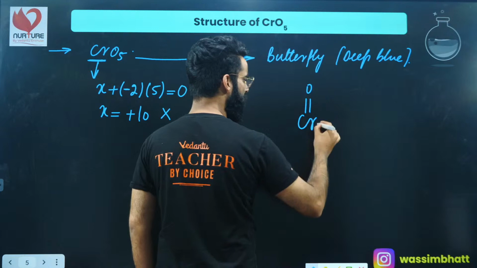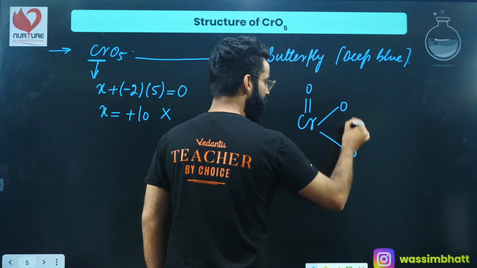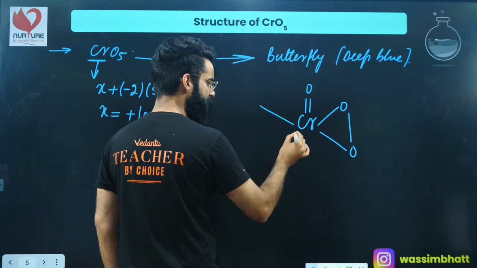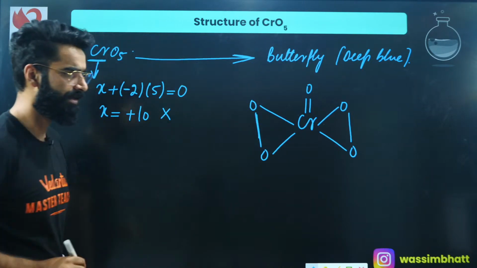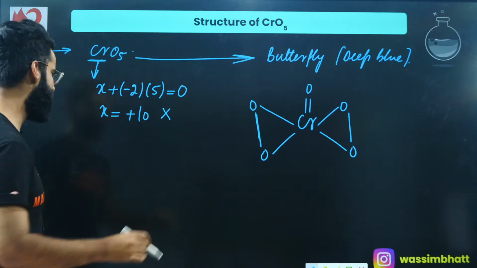Cr, this is a double bond to O. This is one oxygen attached, one more oxygen, and there's a peroxide linkage over here. Similarly, 2 oxygens attached over here, and there's a peroxide linkage right here as well. Now you'll understand one thing.